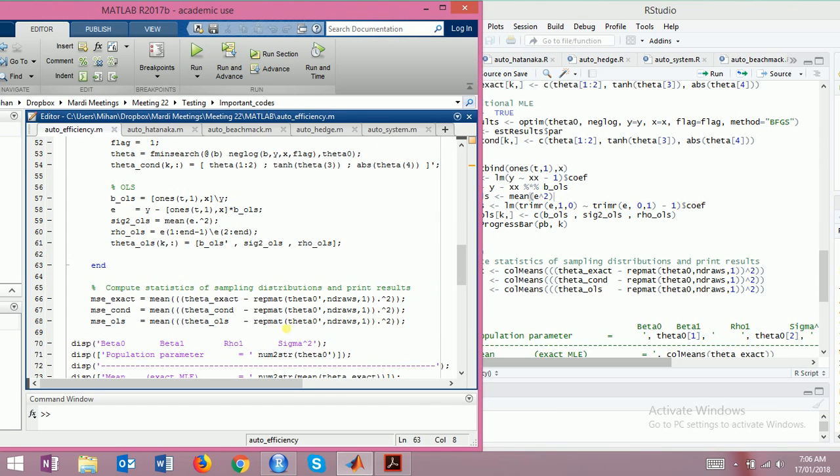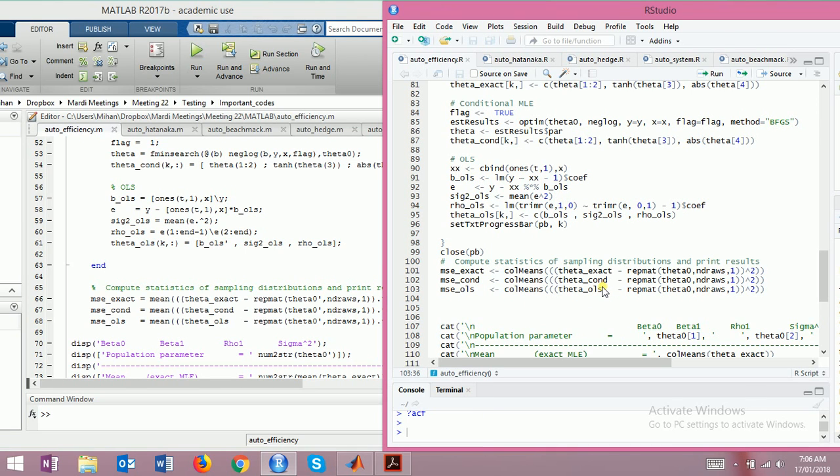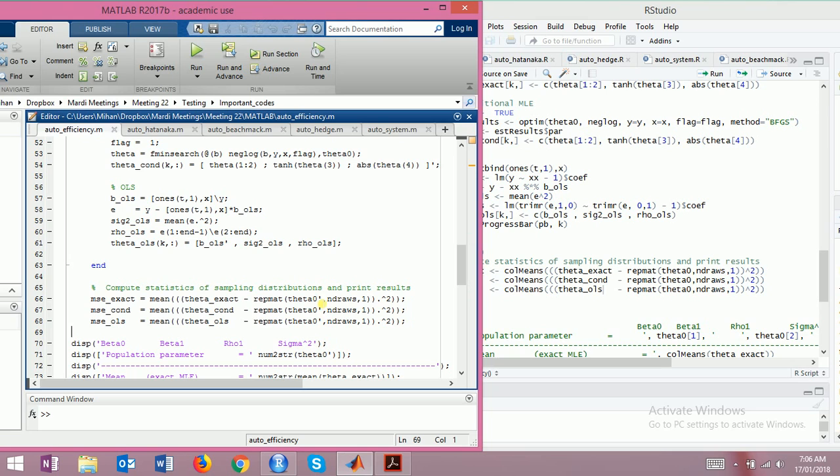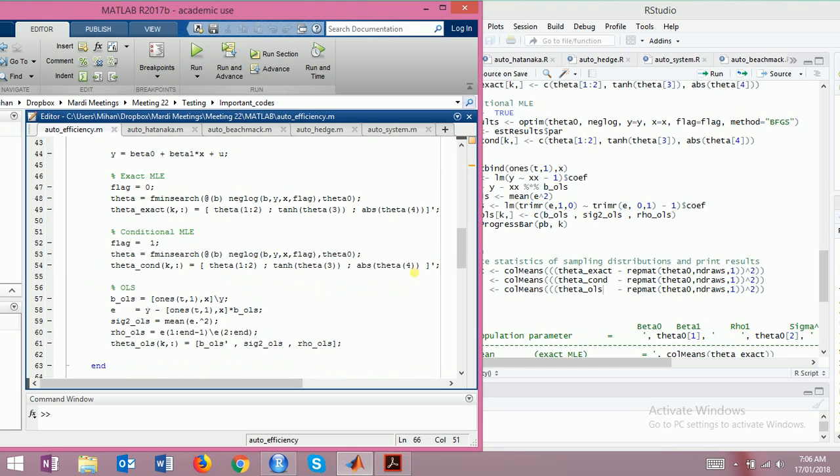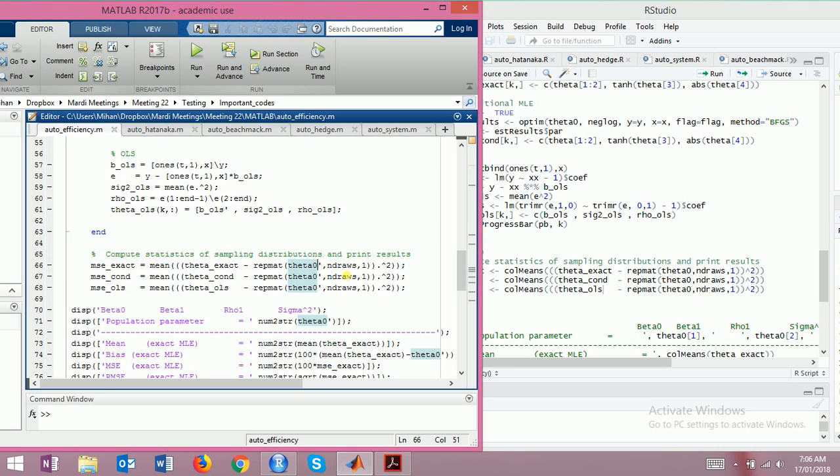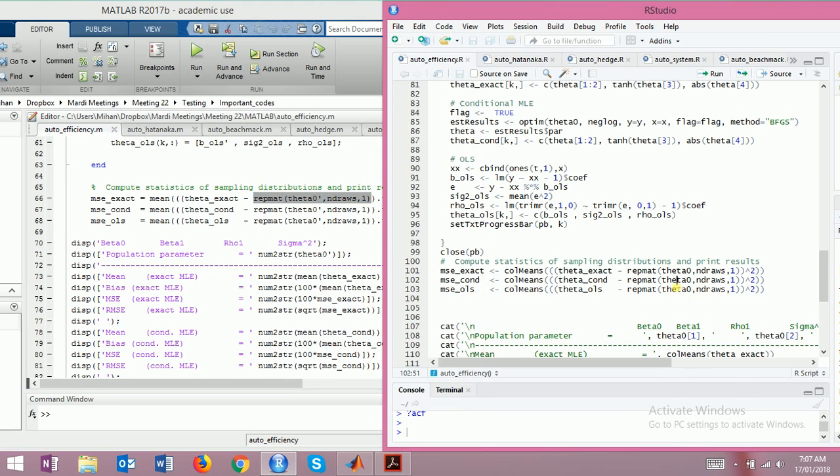So we have MSE exact, compute statistics: mean of theta exact minus repeat matrix, theta naught, n draws, squared. Theta naught transpose theta naught, where theta 1 exact, theta naught is fixed, the theta parameters are fixed. So we are creating a repeat matrix so that this thing comes again and again. Very simple. Squared. That's all.